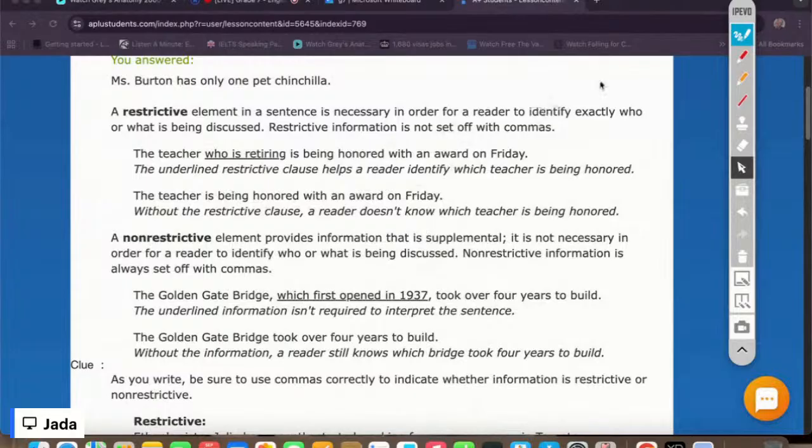All right, so a restrictive element in a sentence is necessary in order for a reader to identify exactly who or what is being discussed. Restrictive information is not set off with commas. So when you have restrictive elements in a sentence, it is necessary in order for a reader to identify exactly who or what is being discussed, and you don't need to add commas with the restrictive elements.